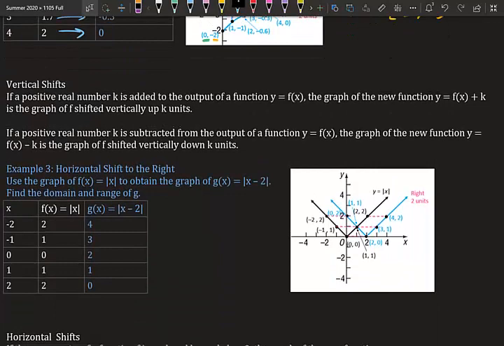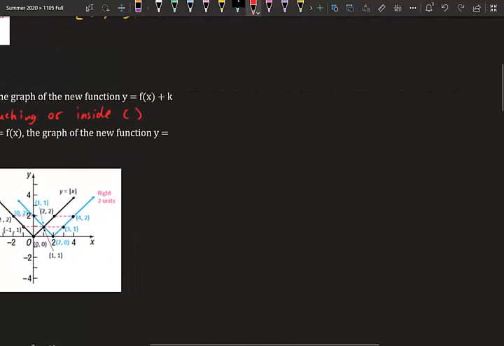Vertical shifts. If a positive real number k is added to the output of a function y equals f of x, then the graph of the new function y equals f of x plus k is the graph of f vertically shifted up. And then same thing, but if it's a minus, you shift down. So what the heck does all that mean? It's when you have a number not touching or inside parentheses with x.